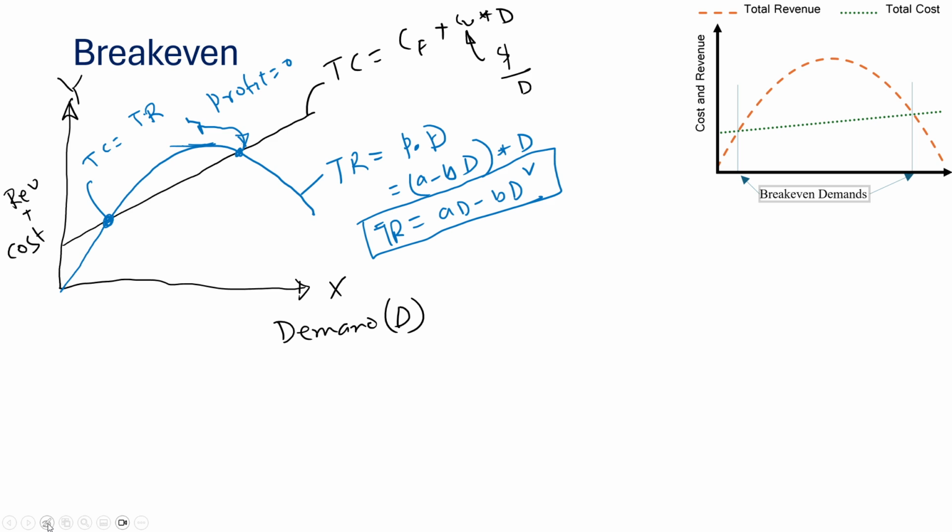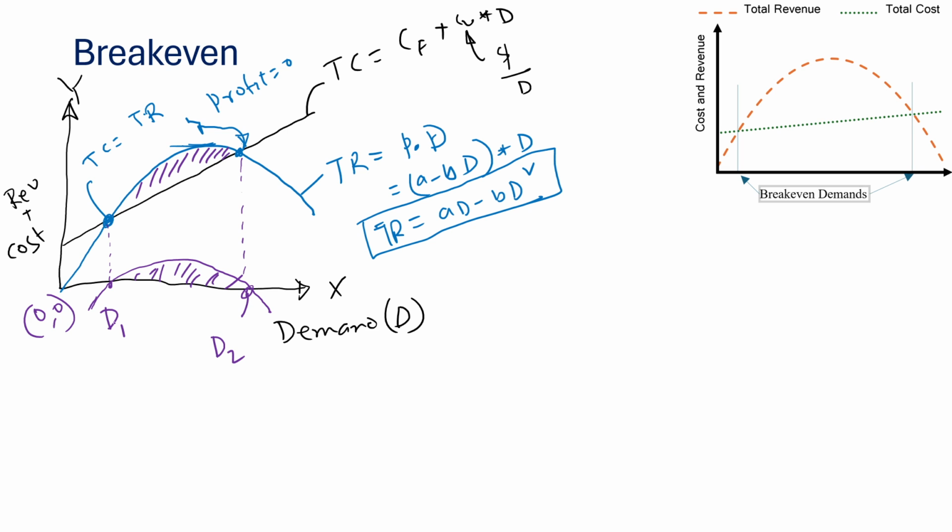If you draw the profit curve, let's take a purple color, it's going to look something like this, if this is 0, 0. The profit curve looks like this for a linear price demand relationship. You're going to make some profit within this range. Let's say this is our D1, the first break-even point, and D2 is the second break-even point.